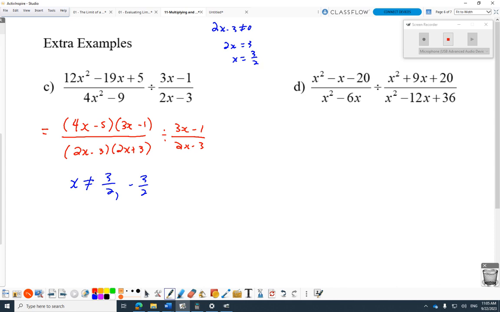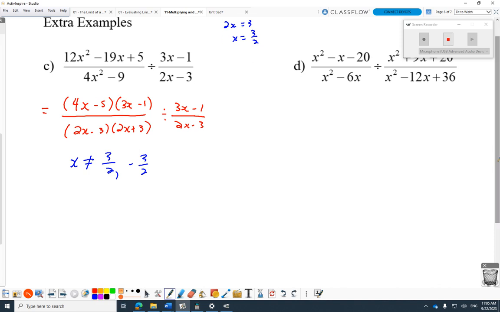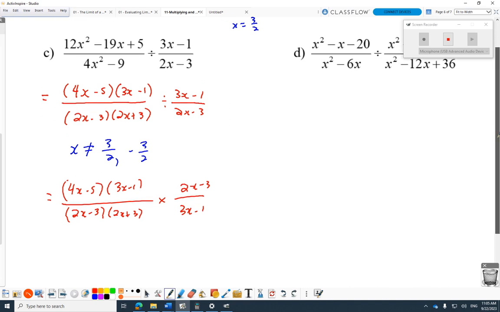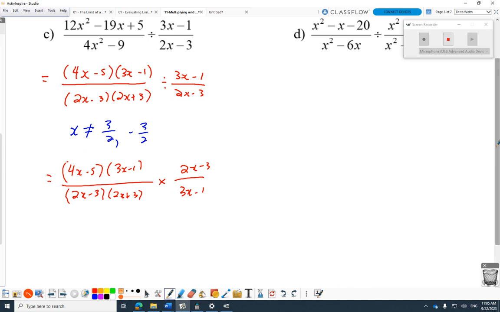Are you with me? What's next then? State restrictions? Dividing fractions? Yeah, flip. Multiply by the flip, the reciprocal. 4x minus 5 over 3x minus 1, times 2x minus 3 over 2x plus 3, times 2x minus 3 over 3x minus 1. Then look for cancels. Oh no, actually multiply numerator times numerator, denominator times denominator. I could do the cancels now. Did you know that? I could cancel now. I don't have to actually get it all under one fraction, but I'll show it.